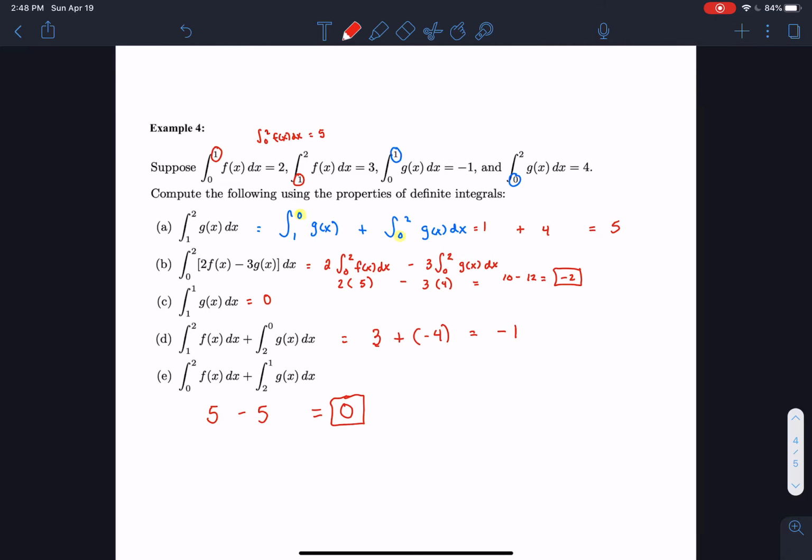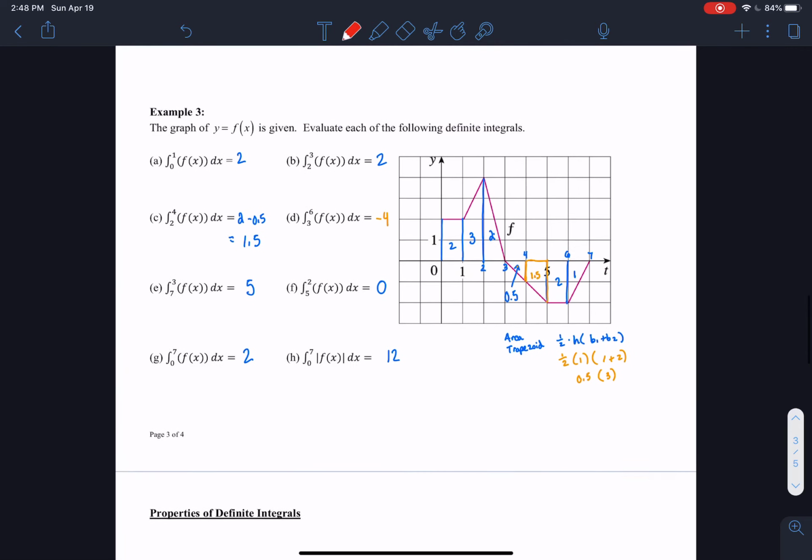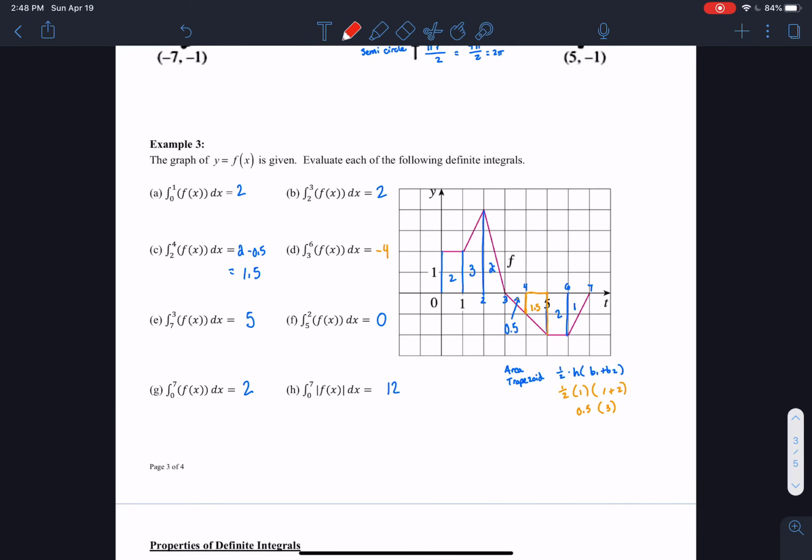Okay, so that is how you guys would do definite integrals with the area from a graph. So if you guys have any questions, let me know.